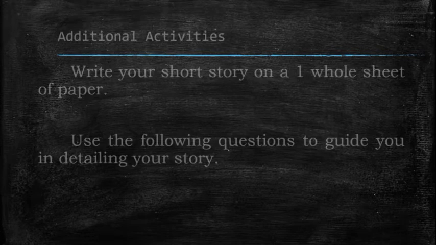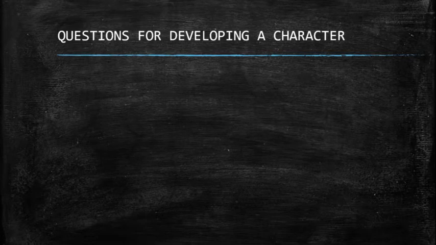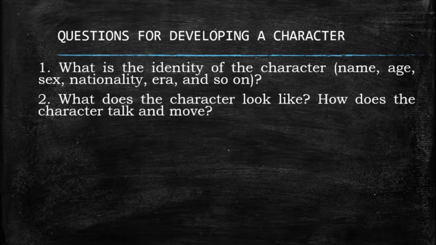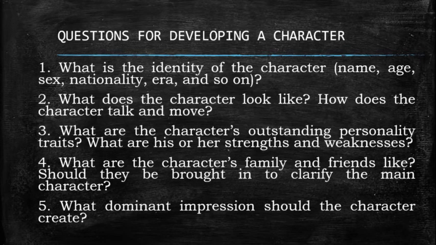What are those details? Questions for developing a character. These are the 5 questions. What is the identity of the character? The name, age, sex, nationality, era, and so on. What does the character look like? How does the character talk and move? What are the character's outstanding personality traits? What are his or her strengths and weaknesses? What are the character's family and friends like? Should they be brought in to clarify the main character? What dominant impression should the character create?